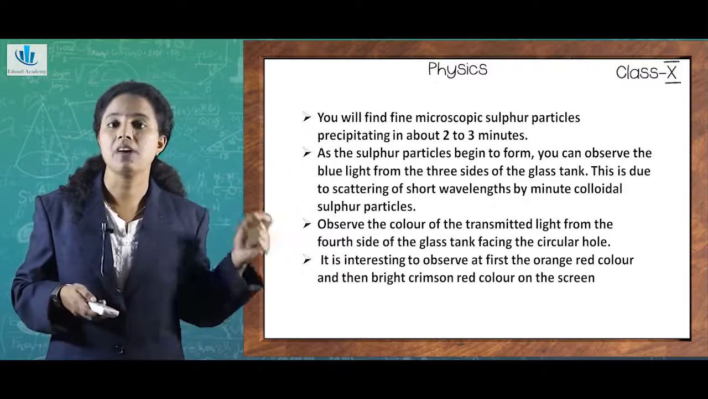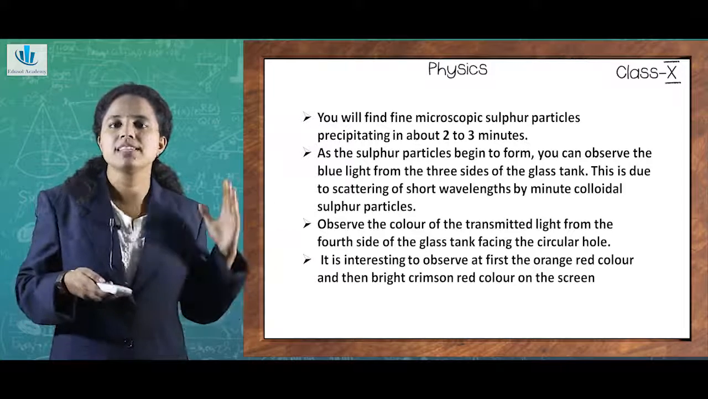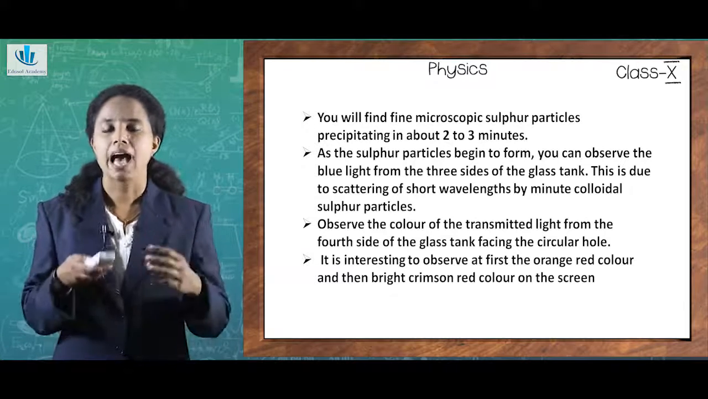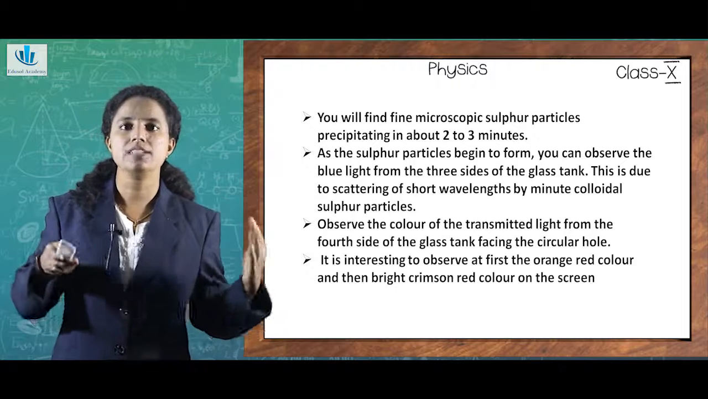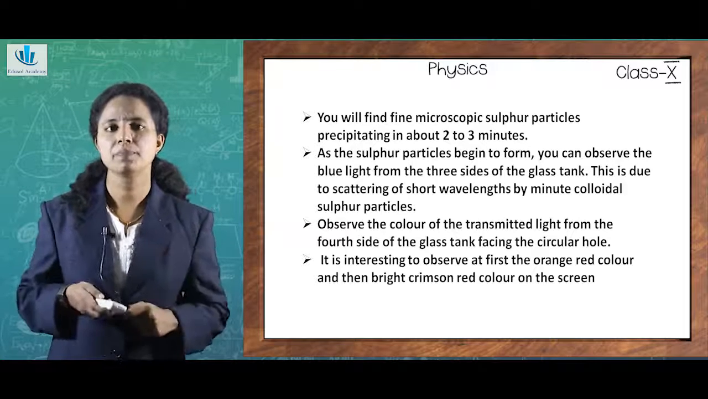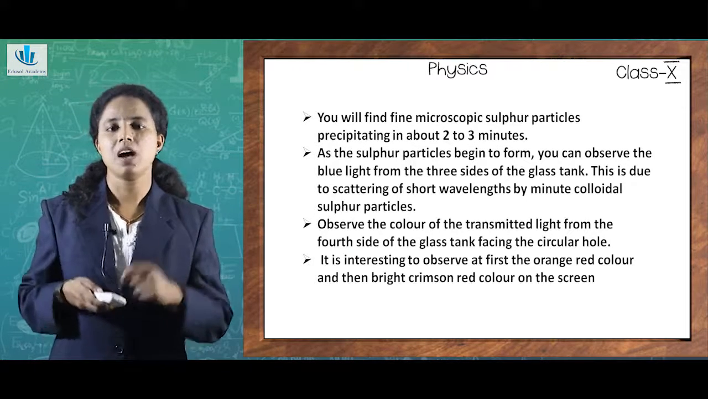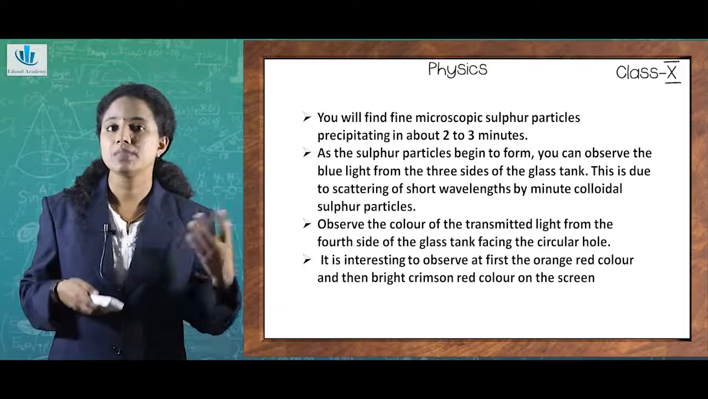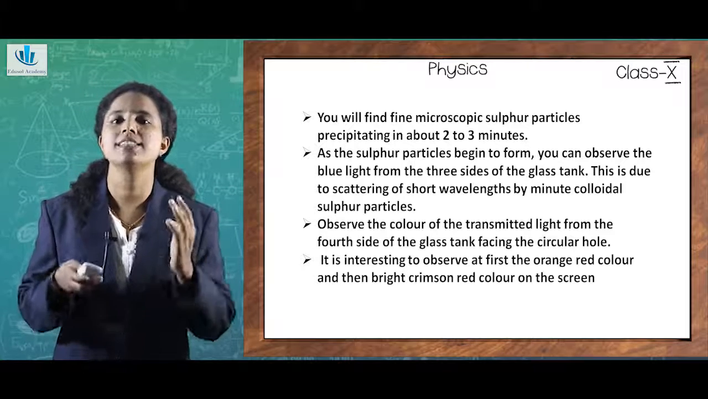As we have already said, I have added concentrated sulfuric acid to water along with sodium thiosulfate. After about 2-3 minutes, the microscopic sulfur particles will be precipitating. As the sulfur particles begin to form, you will see some differences. From 3 sides of the glass tank, blue light is observed. Why does it happen? This is because of the scattering of short wavelengths by the colloidal sulfur particles. We have already said that blue color has a shorter wavelength, so it is scattered the most.